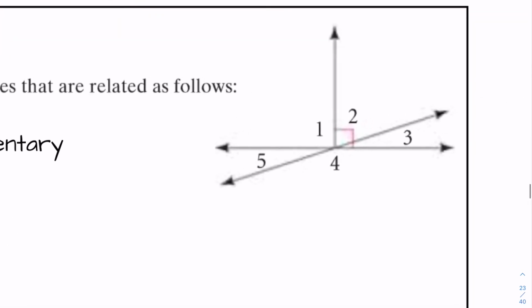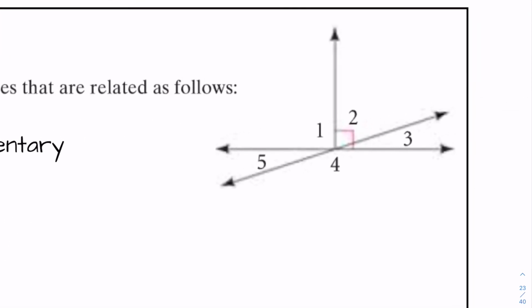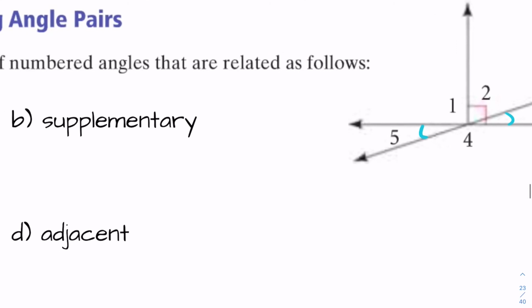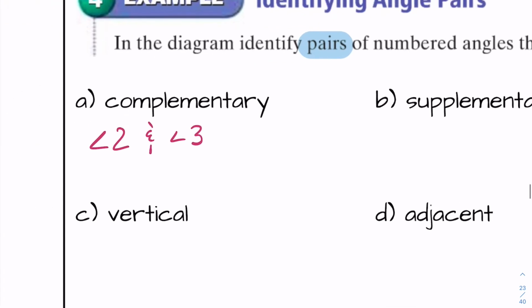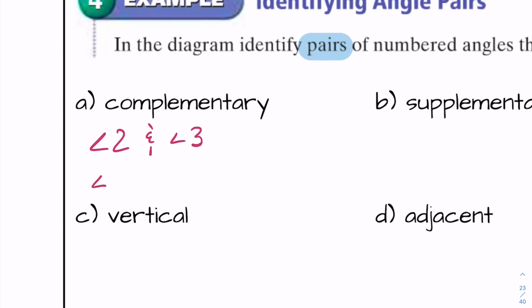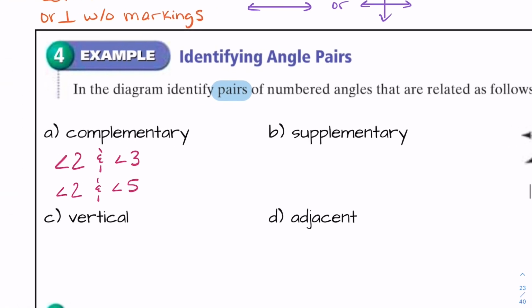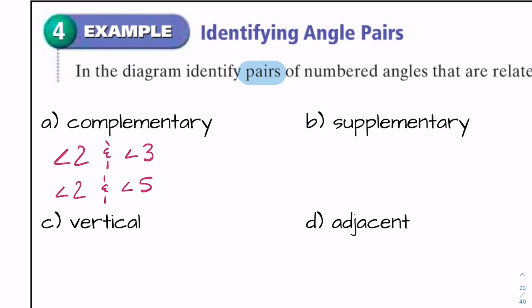You want to know what? 3 and 5 are vertical, aren't they? Look at 5 and 3, they're vertical. So I can throw in a little tick mark here and a little tick mark there. Wherever I see 3, I can use 5, and wherever I see 5, I can use 3 when talking about the angle measure. So if 2 and 3 are complementary, so are angles 2 and 5. We just substitute in 5 wherever we see 3.